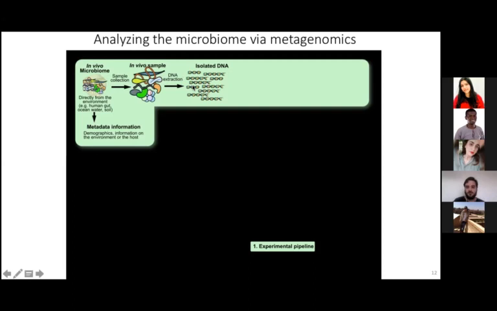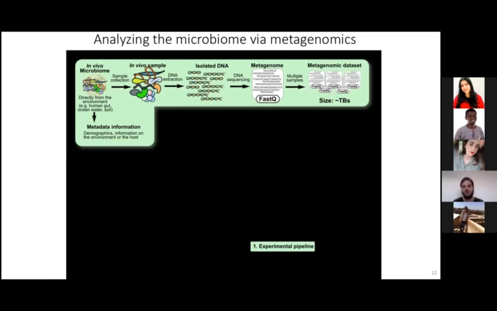Right, so then once you have those isolated DNA, you then proceed to DNA sequencing, where you will have what we call your metagenome, which is normally in FASTQ files, with a bunch of sequences. So then you have what you call your metagenomic data set, where you have these different metagenomes coming from different microbial communities, and these can be in the size of about terabytes.